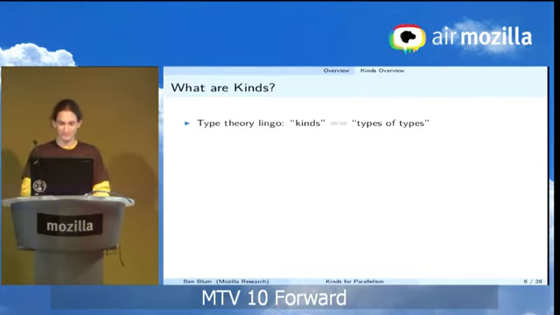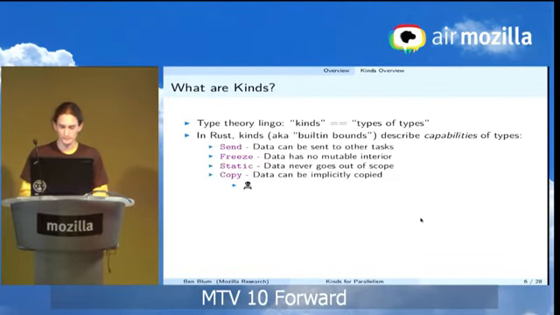OK, so what are kinds? In the type theory lingo, kinds are types of types. That is, sort of a language of various descriptors that apply to types in the same way that various descriptors that are types, like integer or list of some other type, apply to terms and values.